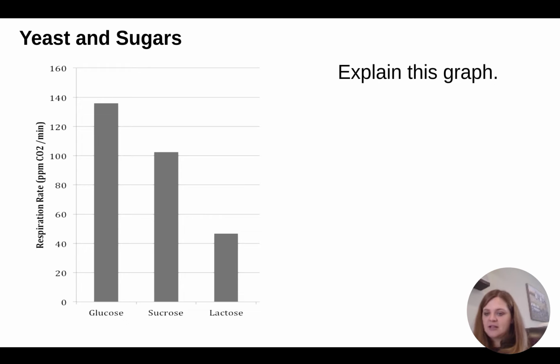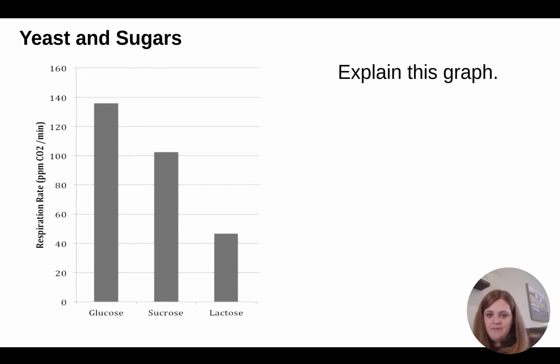So we can see that glucose obviously is the highest. Sucrose would then be the next, and then lactose is the lowest. You should hopefully remember that sucrose is a disaccharide. It's one of the most common disaccharides, and it is made of glucose and fructose. And lactose is also another disaccharide. It's got glucose and galactose.